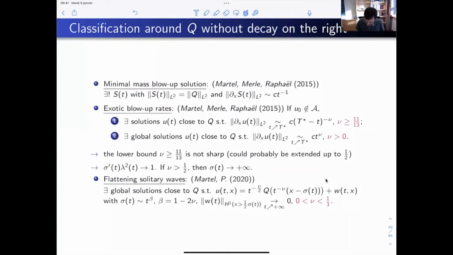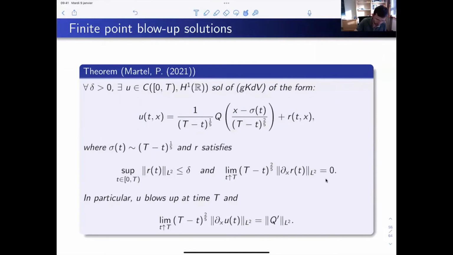When we started thinking about it with Yvan some 1 or 2 years ago, we got a first result in this direction. It's definitely not the end, but we are able to construct this. So this is the result I wanted to present today: a solution in H1 of gKdV as close as we want to the solitary wave Q, which will blow up with a rate 2 over 5.